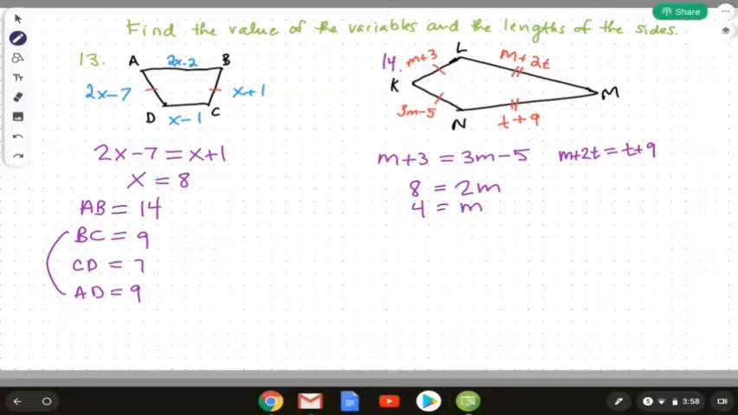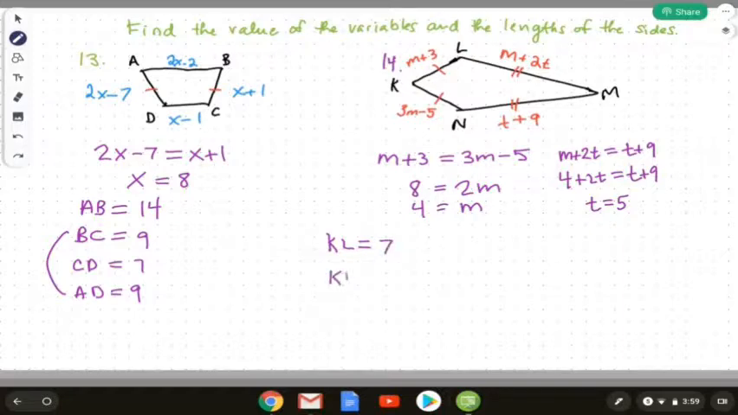And so I need to plug my m in. That'll be 4 plus 2t equals t plus 9. That's going to give me t equals 9 minus 4, which is 5. Now that's part of the answer, but they wanted the lengths of the sides, so I have to go back and plug those in. So KL will be 4 plus 3, which is 7.